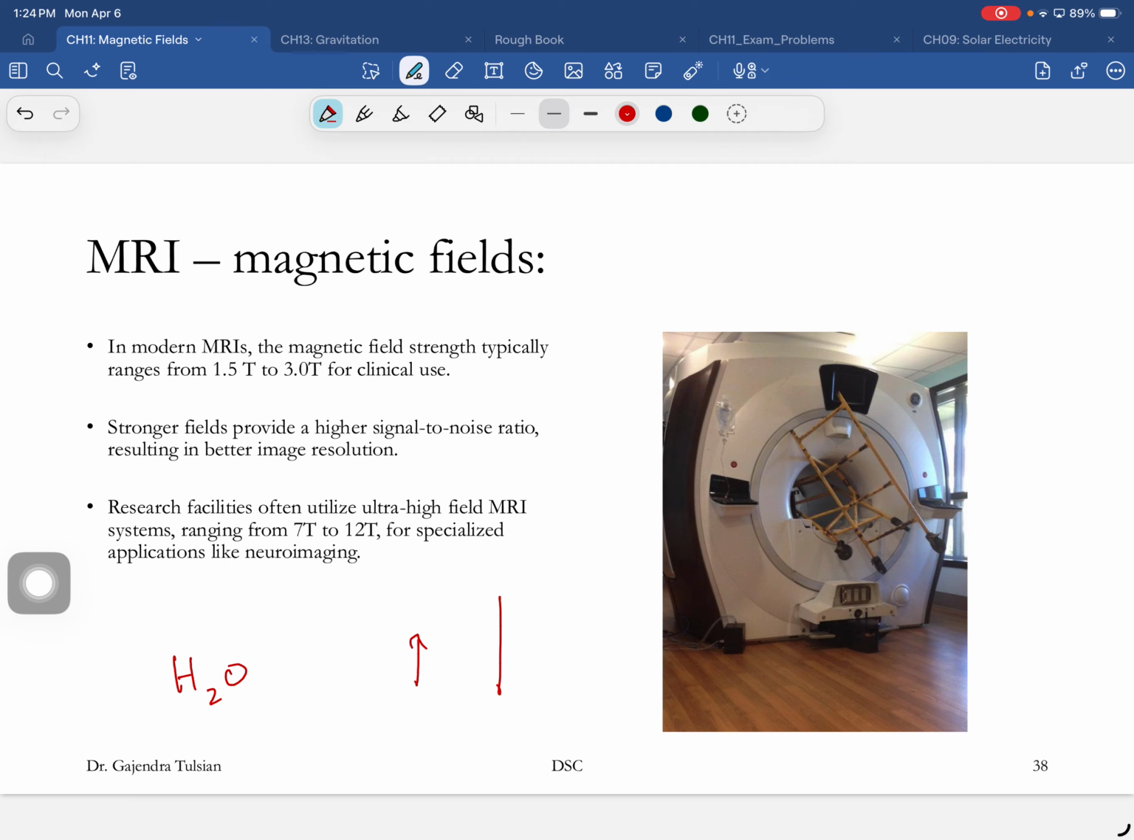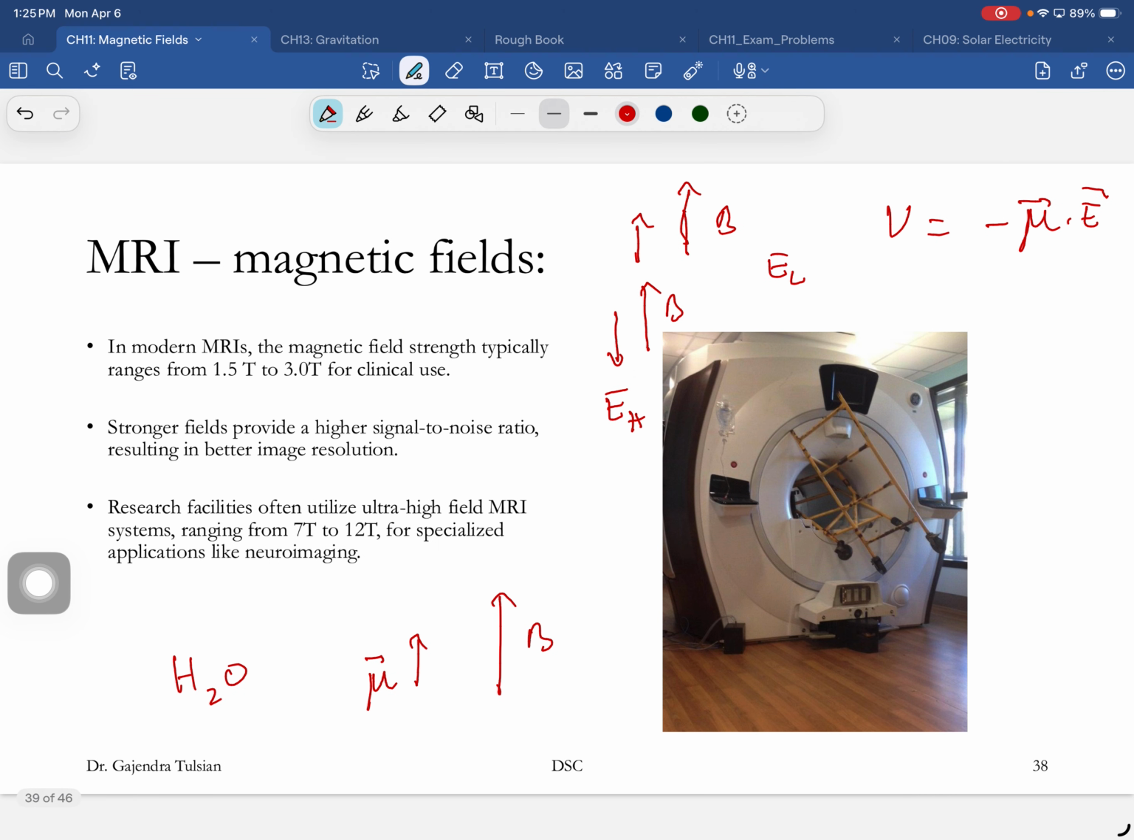Okay, so if you have a magnetic field like this, and the magnetic moment, remember the potential energy is minus mu dot B. When the magnetic moment is lined up with the magnetic field, this is a low energy configuration. When the moment is anti-parallel to the magnetic field, this is a high energy configuration.